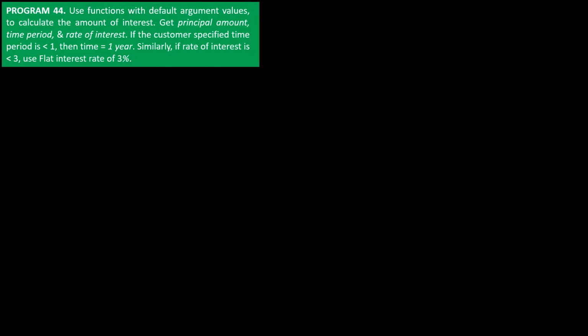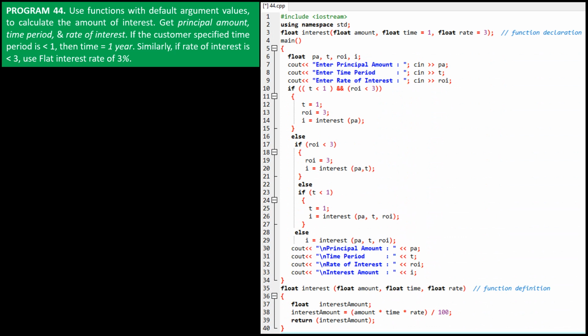Program 44. Use functions with default argument values to calculate the amount of interest. Get principal amount, time period, and rate of interest. If the customer specified time period is less than 1, then time equals 1 year. Similarly, if rate of interest is less than 3, use flat interest rate of 3%. So here is the program. Function named interest is defined at the bottom, and so it's declared before the main function.